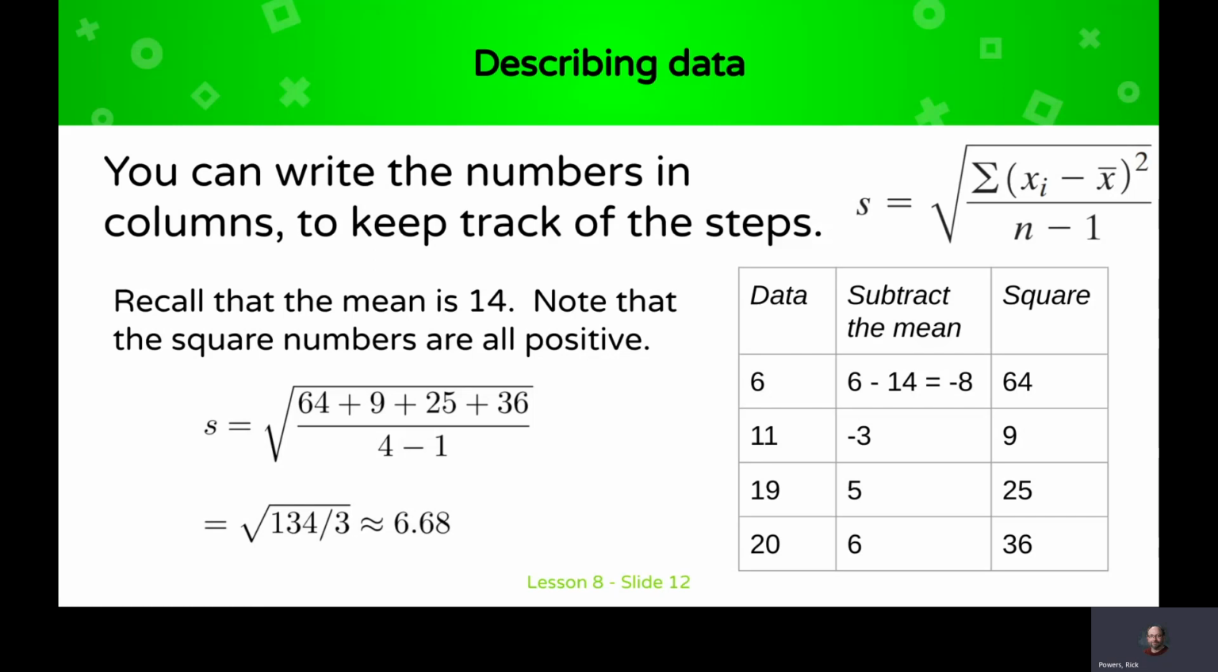Add those numbers together. 64 plus 9 plus 25 plus 36 is 134. Then divide by 3, n minus 1. Then take the square root, which is approximately 6.68.